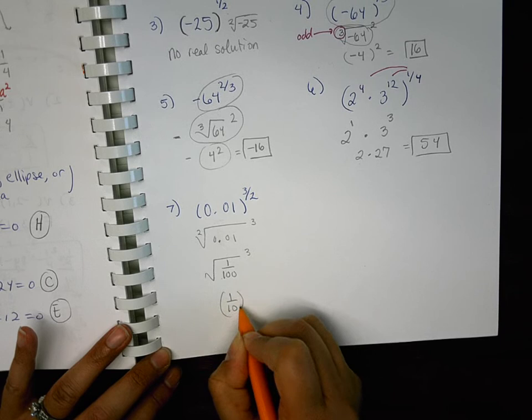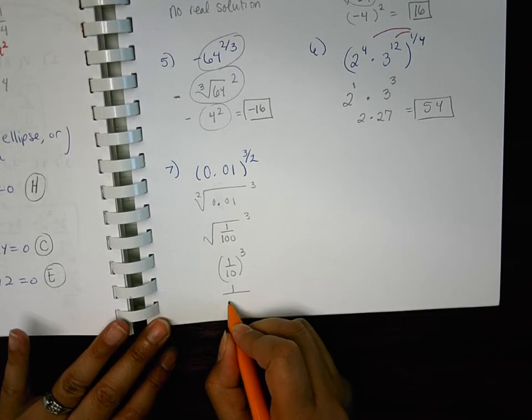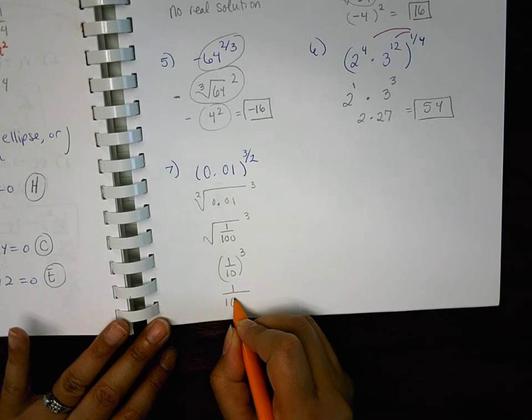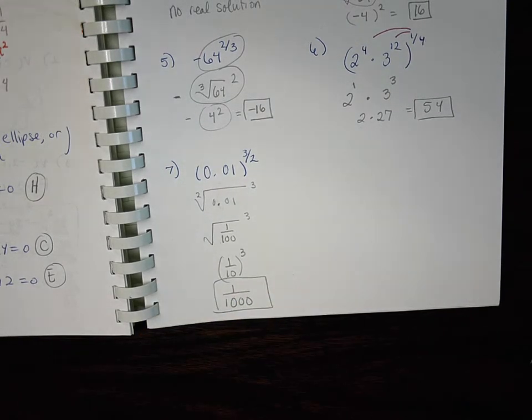And I'm going to raise it to what power? So it's 1 over, you're right, 1,000. Or if you want to change it to decimal form, you can.